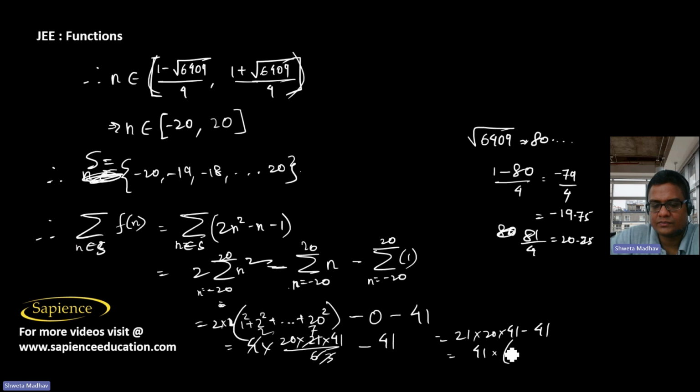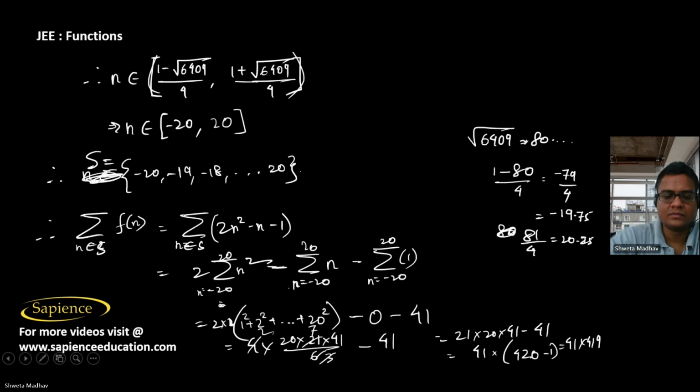Forty-one into, so it will be 20 into 21, that is 2 ones, 2 twos are 4, 420 minus 1. 41 into 400 minus 1, so it is 41 into 419.